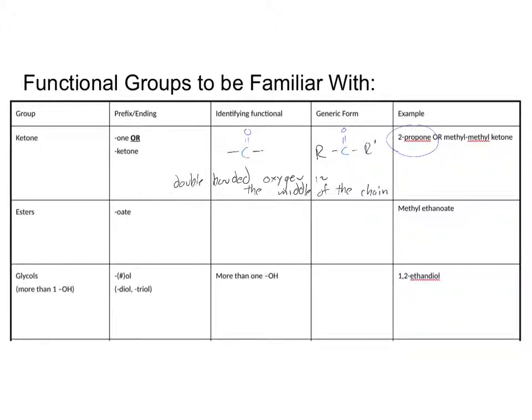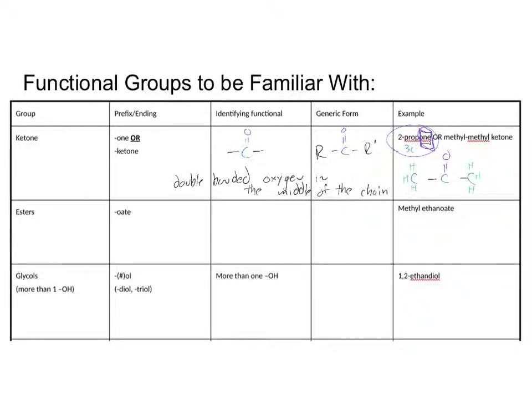So 2-propanone would be, well, "one" in this case would tell me I have my double bonded oxygen. Okay, and "prop" tells me it's a 3-carbon long chain. So I'm going to draw my 3-carbon long chain, carbon, carbon, carbon. And so then I would have single bonds here. And on the second carbon, I would double bond an oxygen. And then I would go back and add my hydrogens. So in this case, I've got 2-propanone, and that's because the ketone is a double bonded oxygen in the middle of the chain. Esters are a little bit more complicated.